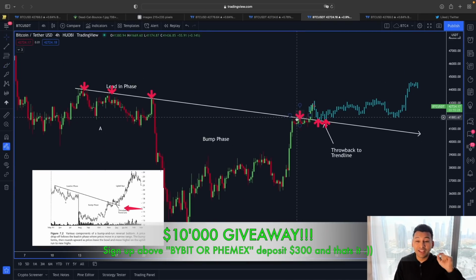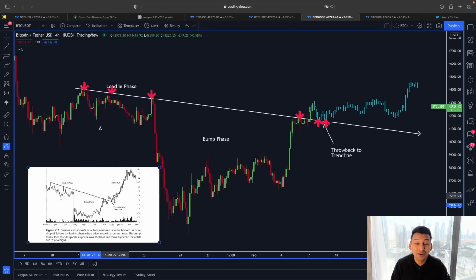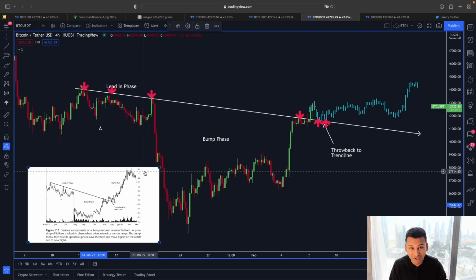So that's why, guys, I am keeping it very, very simple, so that everyone with basic knowledge could also understand what I'm trying to show you here. So this was a quick update on the price action of Bitcoin.